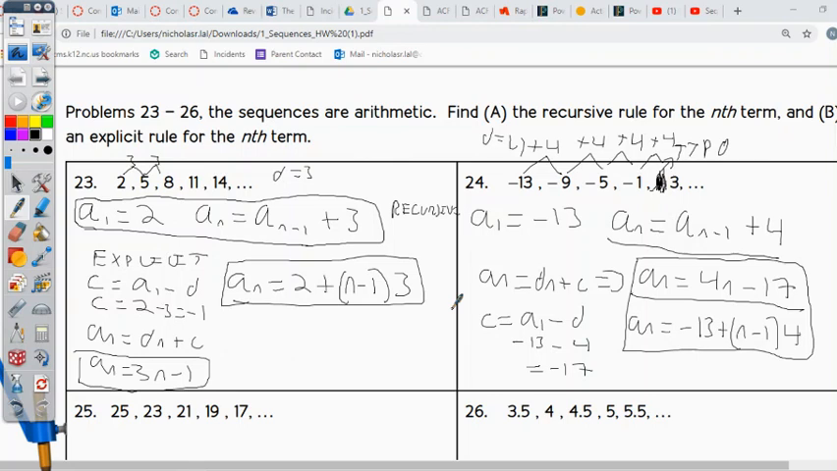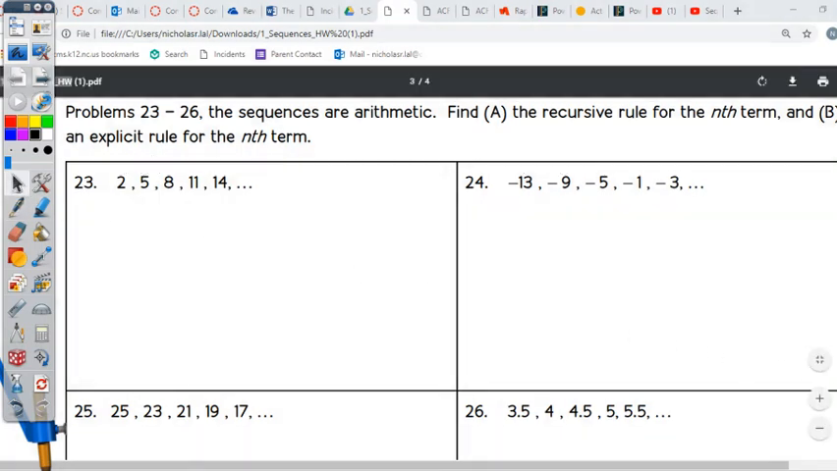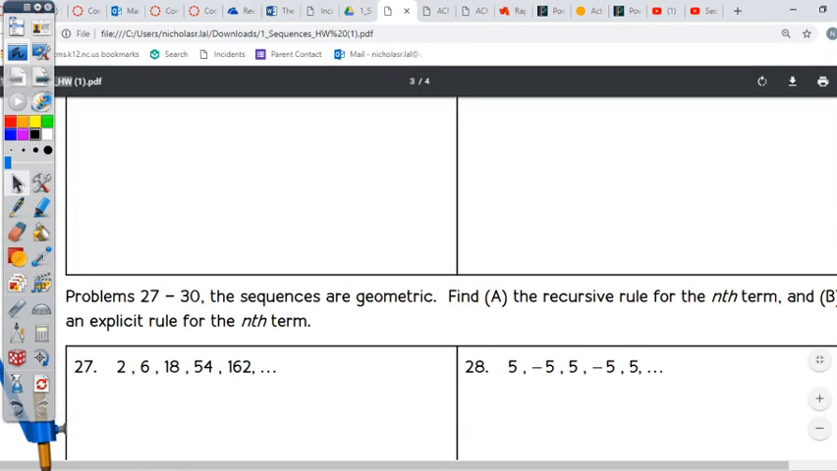Negative 2n. Alright, I was just waiting for people to get this note down before clearing annotations. Annotations cleared. Moving on to 25.